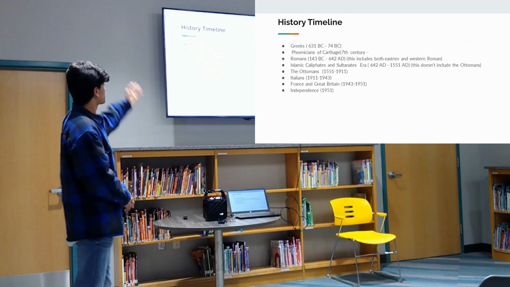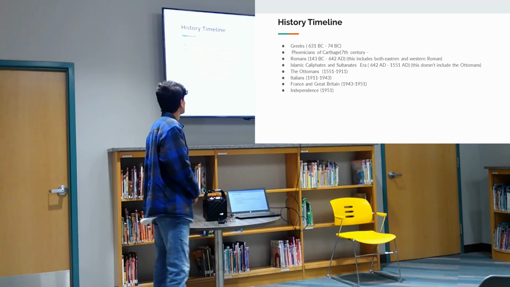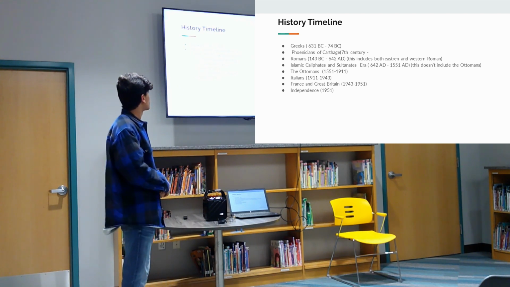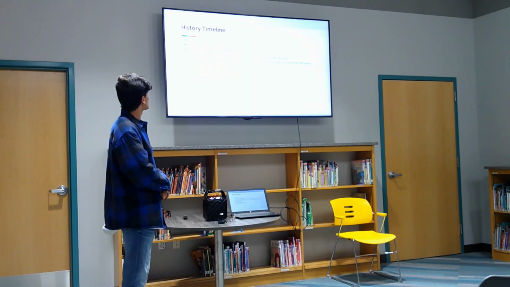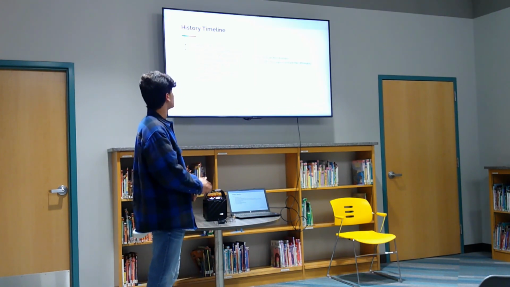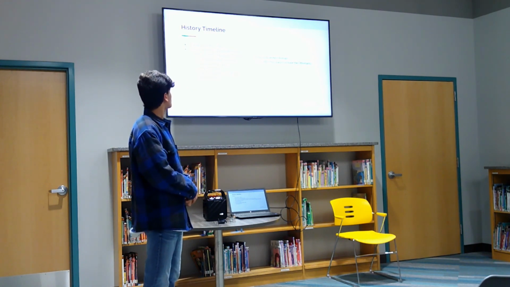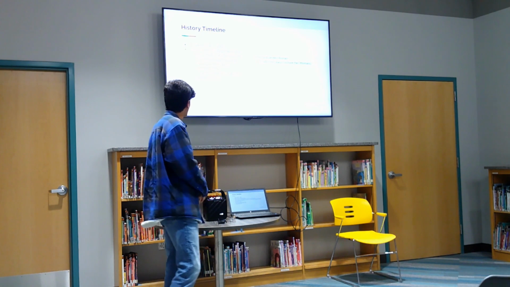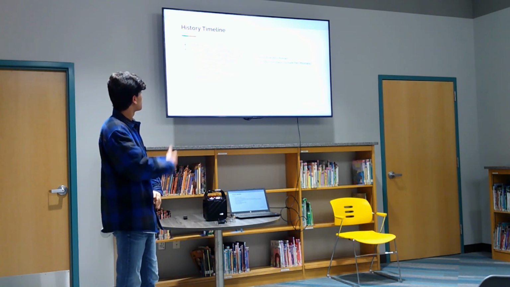Now, as we can see, this is a very brief history timeline. We have the Greeks who stayed in the east from the time period from 631 BC to 74 BC. Also, we have the Phoenicians. Right there, it's supposed to say 143 BC. We have the Romans. We have the Islamic Caliphates. Also, we have the Ottomans.